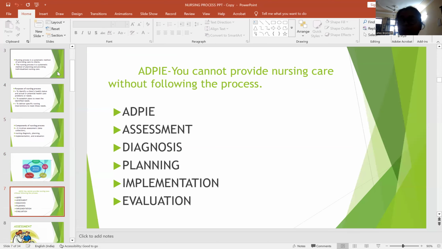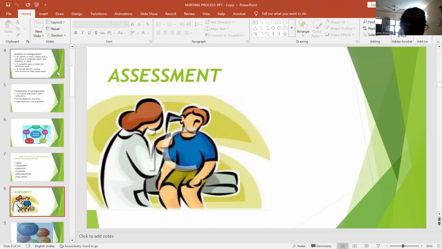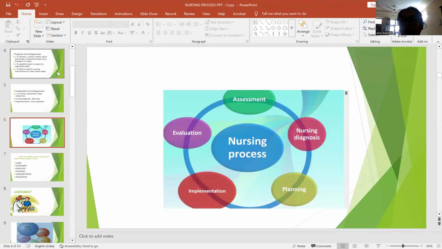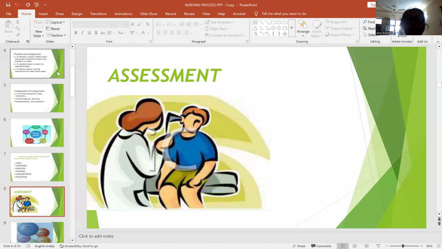You cannot provide nursing care without following this process. We cannot jump ahead without doing the assessment. We cannot do the diagnosis without the assessment. We cannot do the planning without the diagnosis. So we have to follow ADPIE, and it is very important when we give nursing care to the patient. So these are the nursing process steps. First one is the assessment, second one is the diagnosis, third one is the planning, fourth one is the implementation, last one is the evaluation.